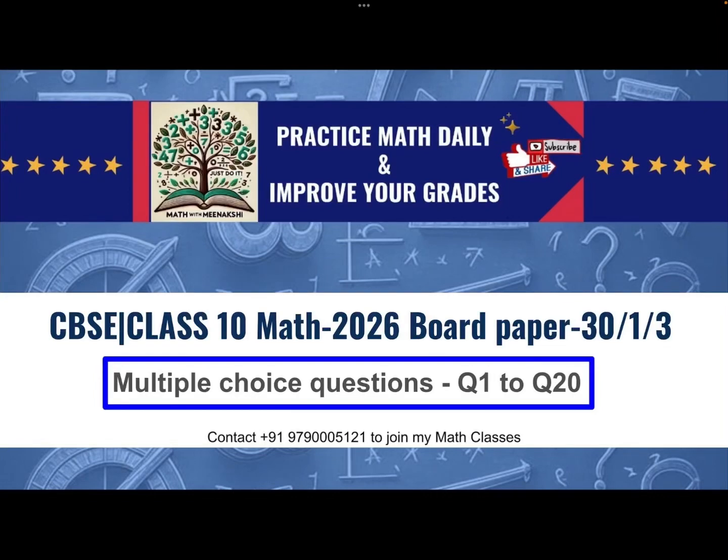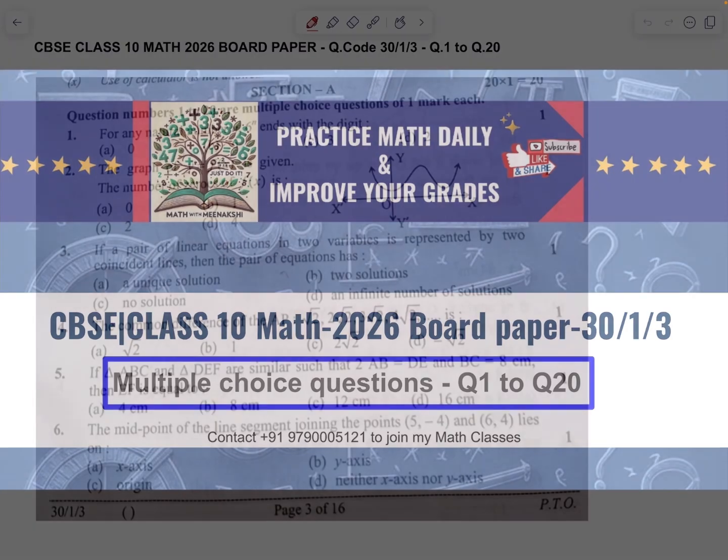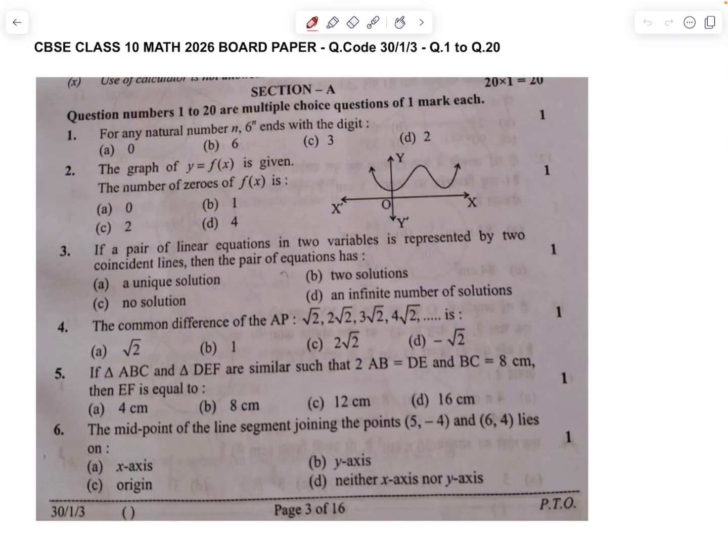Hello all, in this video I'm going to solve the multiple choice questions from the CBSE class 10 standard math 2026 board paper. The question paper code is 30/1/3. Question 1. For any natural number n, 6 power n ends with a digit.